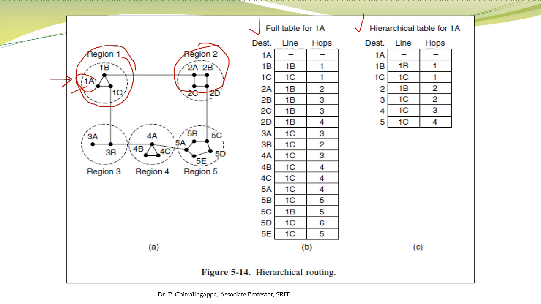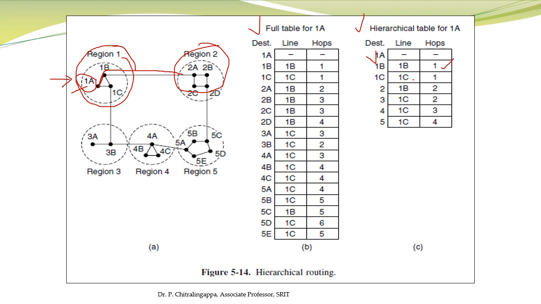So here node 1A is the source, and that is the destination. 1B, so we can transmit the data via 1A to 1B. The line to 1B is only 1.5 distance, 1C is also 1.5 distance, and it is coming to region 2. In region 2 we can transmit the data via node B. Why? Because this is region 1. Now we are sending the data from node 1A to the remaining nodes.